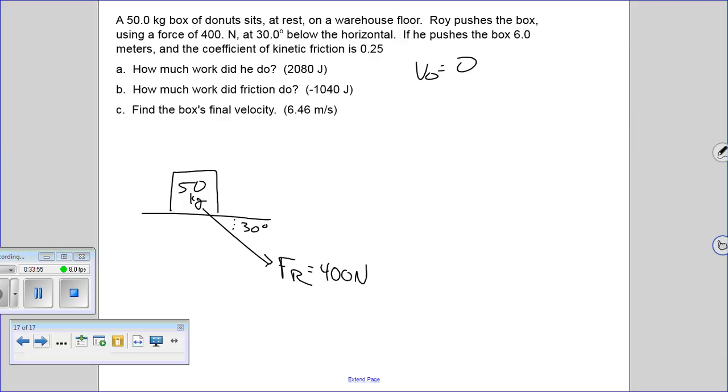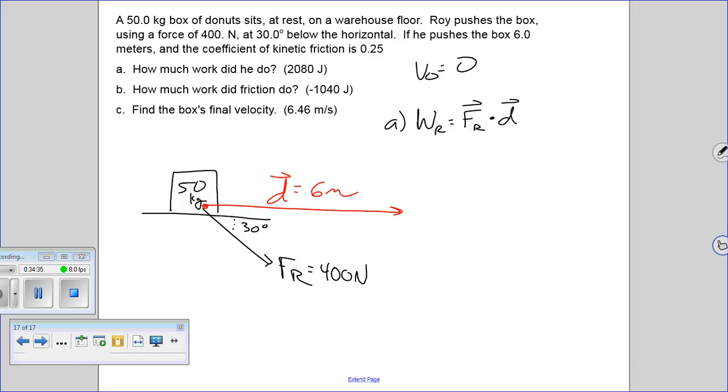Okay. He pushes the box 6 meters. So my displacement is 6 meters. All right. So I can find the work done by Roy, right? Because the work done by Roy should be the force of Roy dot the displacement, right? Okay. So for part A, the work done by Roy is the force of Roy dot the displacement, right?